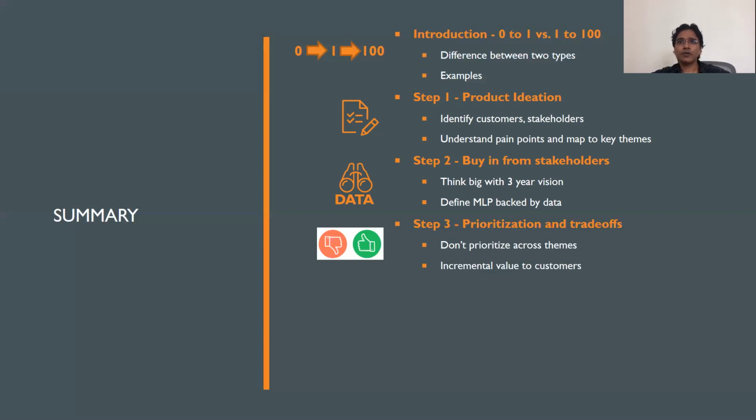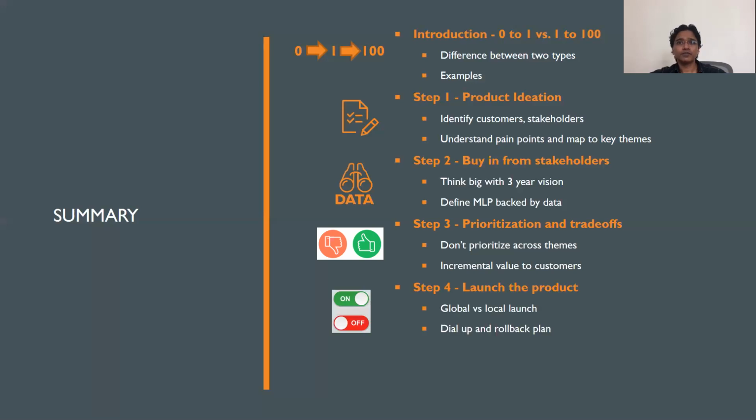The next piece we talked about is prioritization and trade-offs, whether you want to implement some feature or not. Again, the important thing is don't prioritize across the themes, and that's why you came up with the themes in the first place. You want to also think about having incremental value for every feature that you build.